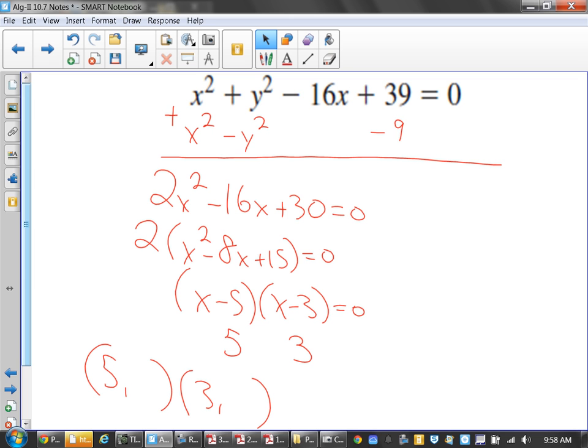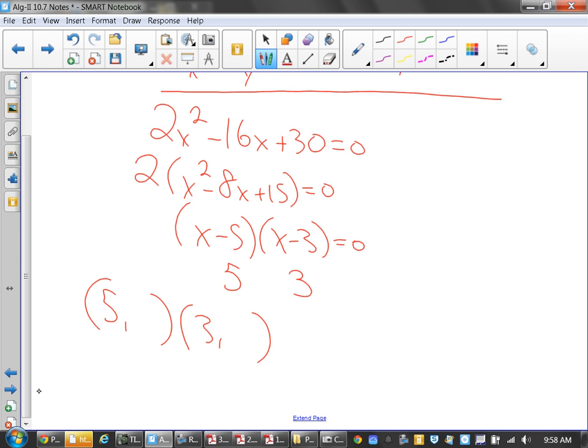Are we okay with that? All right. Now, if we go back to this secondary equation, x squared minus y squared minus 9, that was the one that equaled 0, right? Okay. So we had x squared minus y squared minus 9 equals 0.